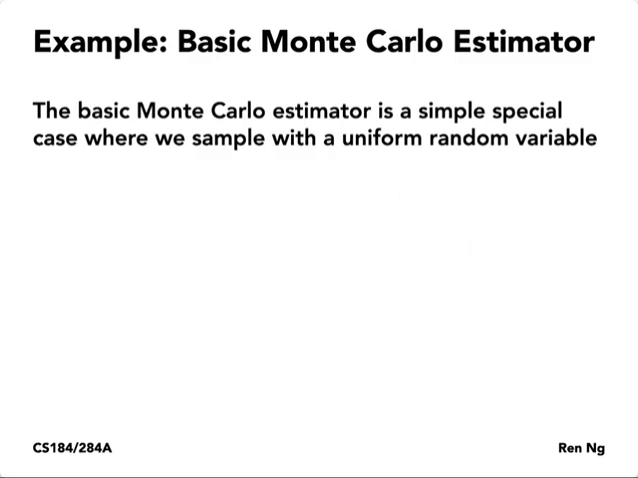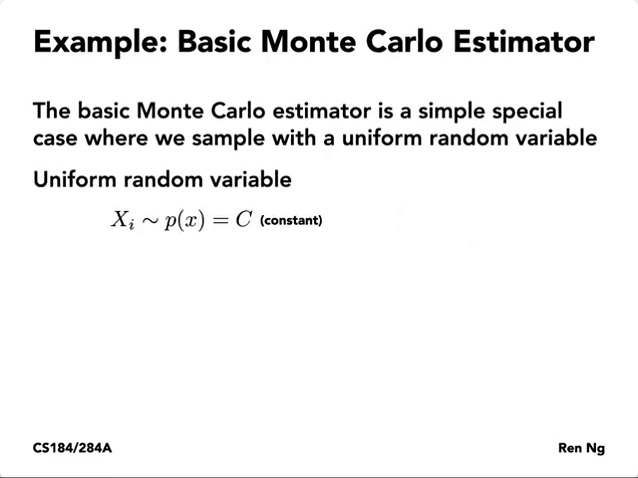Let's look at a specific special case of this that we'll call the basic Monte Carlo estimator. The basic Monte Carlo estimator is a simple special case where we're going to sample the integration domain with a uniform random variable. And what does that mean? A uniform random variable is just a random variable that's drawn from a probability density function P of X that's a constant. P of X, of course, could be any function of X, but in this case, for a uniform random variable, it's a constant, which means that it's independent of X. That means the probability we choose any particular X is equally likely.